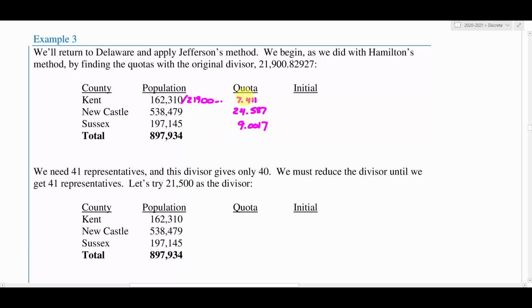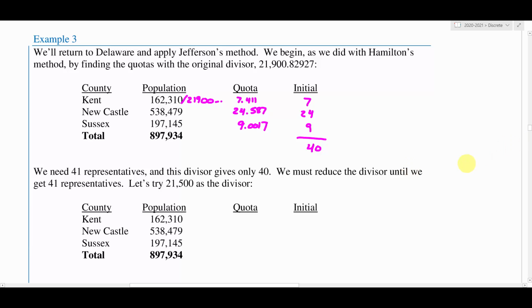We go to the quotas here, ignore the decimal parts, and do an apportionment. So we do 7, 24, and 9. Then we add those up to make sure that we have apportioned all of the representatives. When I add those up, we get 40. And we know that 40 is not enough because we need 41, right? Recall that Hamilton would go back and award the bonus representative to the county that has the highest decimal portion.